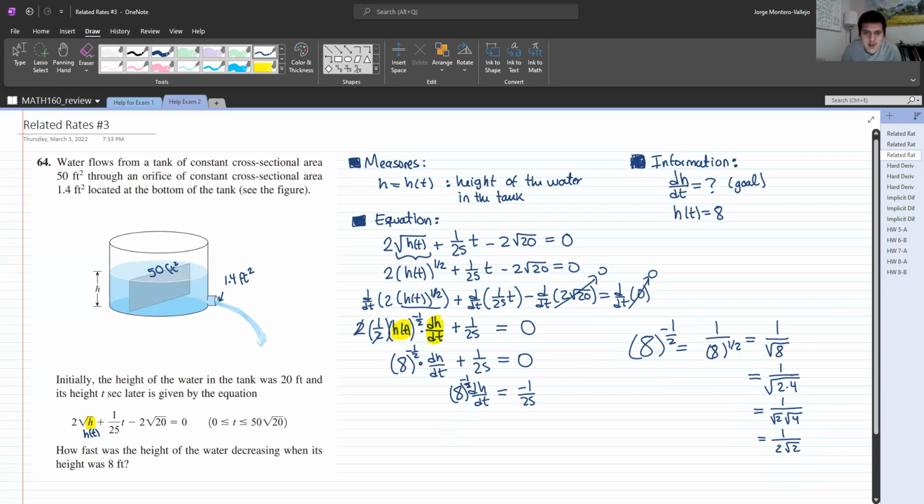Okay, so this thing over here, let's just replace it with 1 over 2 square root of 2. Okay, so minus 1 over 25. We are solving for the HCT, and we need to get rid of this, right? We get rid of this if we multiply by 2 square root of 2, both sides. Right, and this cancels, and then the HCT is left alone, and then we have minus 2 square root of 2 divided by 25. That is our answer.